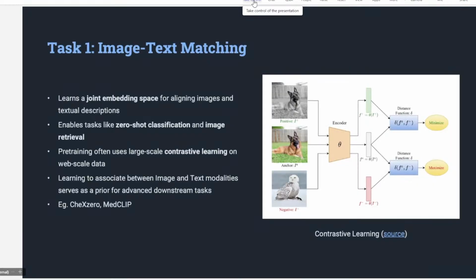Let us look at the first task, image text matching. In this task, the goal is to align visual features with textual content. It is commonly used for image text consistency checks or trying to associate both these modalities together. This model is trained using contrastive loss.